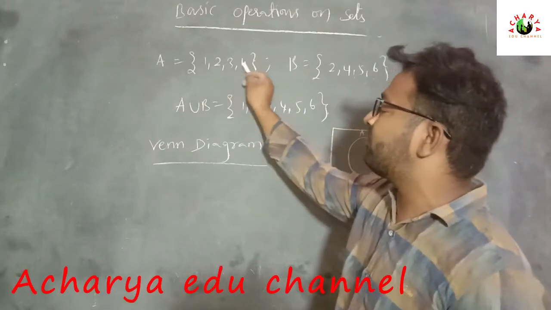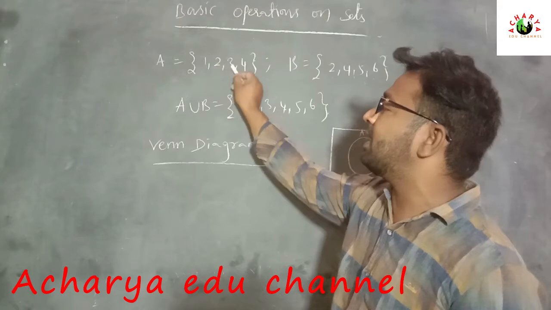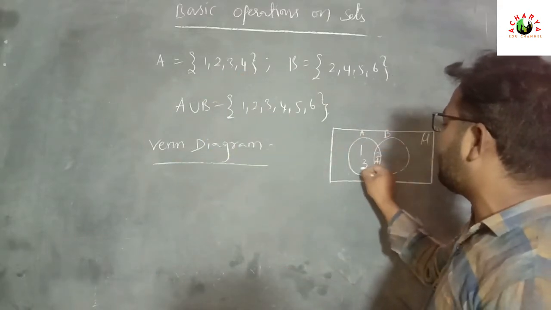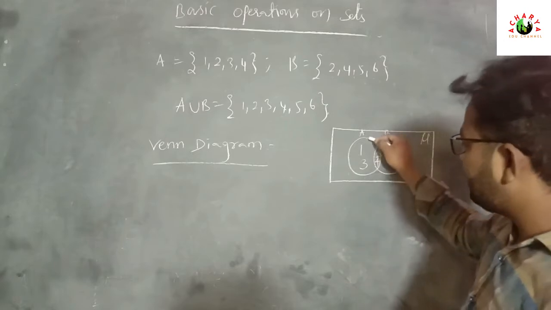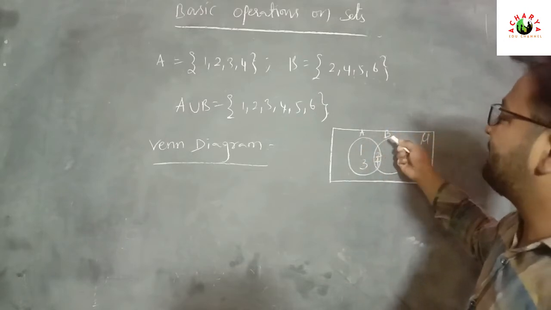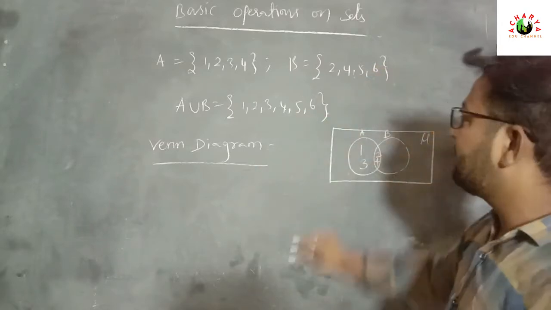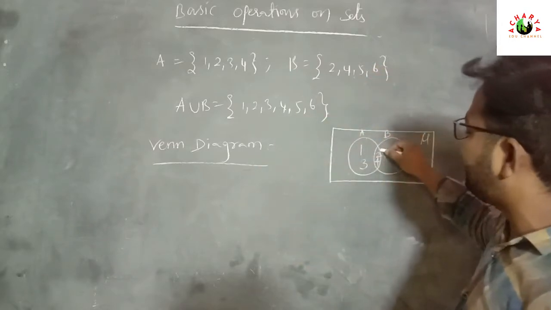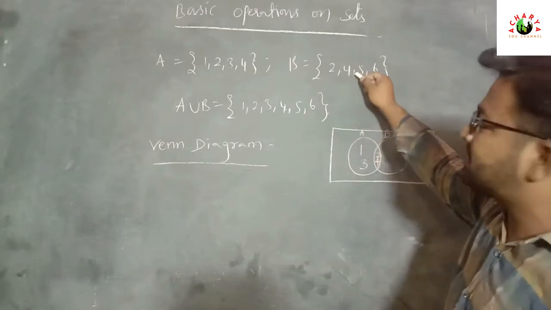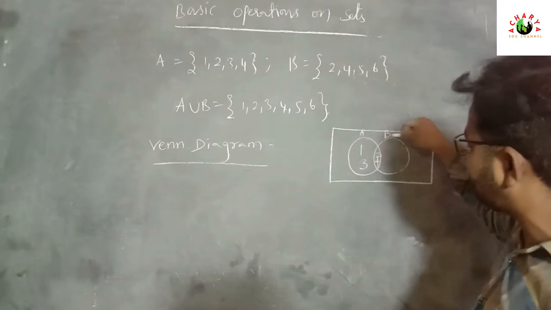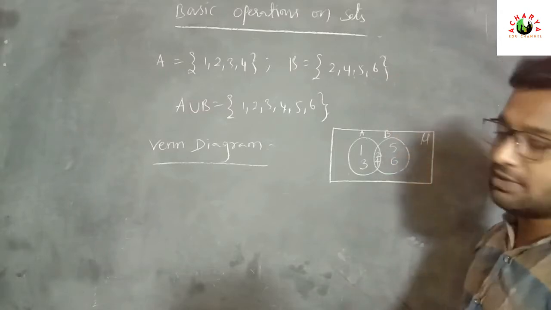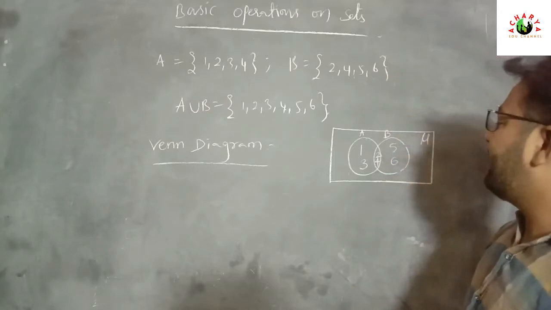Already we have written the elements 2 and 4 in the A set. The remaining elements are 1 and 3, so I am writing 1 and 3 in the A set. Now the A set is 1, 2, 3, 4. Next, coming to the B set, which are the common elements? 2 and 4 are common elements, already there in the set. In the B set, the remaining elements are 5 and 6.